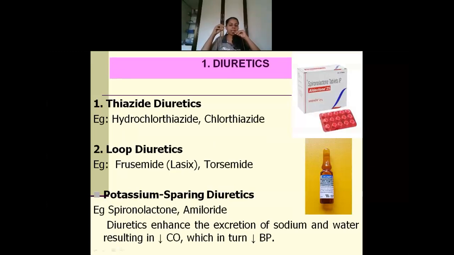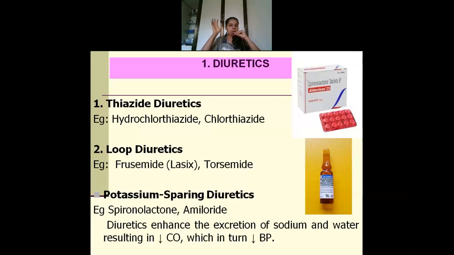Now diuretics are those group of drugs which reduce the blood pressure. What they do is, these diuretics, as the name suggests, will enhance the excretion of sodium and water from the body. So whatever edema is there or whatever retention is there, the water and the sodium will be removed from the body. So what will happen to cardiac output? It will be reduced. BP also will be reduced.